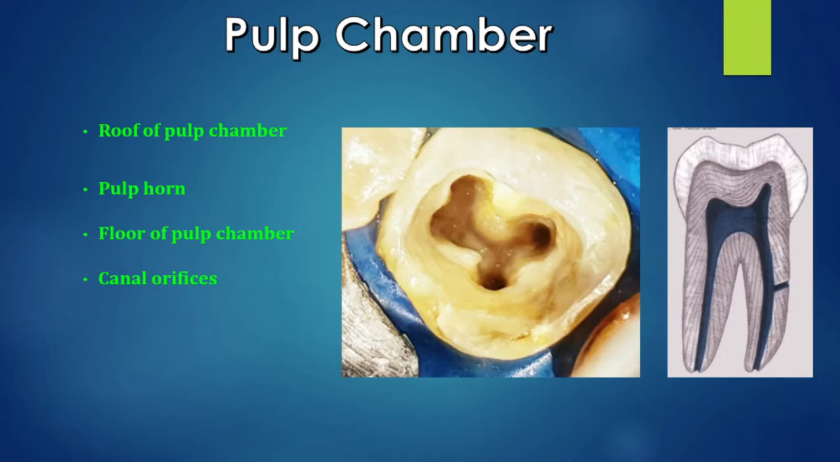We also have the floor of the pulp chamber, this one in the clinical photo or here in the diagram, which usually runs parallel to the roof and consists of dentin bounding the pulp chamber near the cervical area of the tooth. Here we can see the floor of the pulp chamber, and these dark lines are very important in locating canals, and we call them developmental grooves. Finally, we have canal orifices, these two holes here in the clinical photo, which are openings in the floor of the pulp chamber that lead to the root canal.